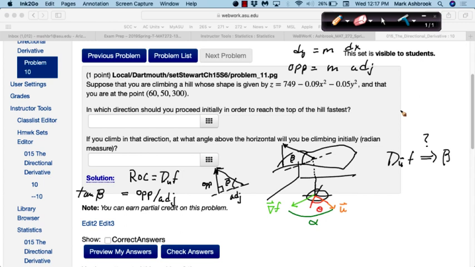So this is like the heart of derivative. These questions are getting at the heart of derivative and rate of change. So that's the relationship between that rate of change and beta. The rate of change is the tangent of beta. It's opposite over adjacent. So that's how you can solve for beta, the angle of inclination.